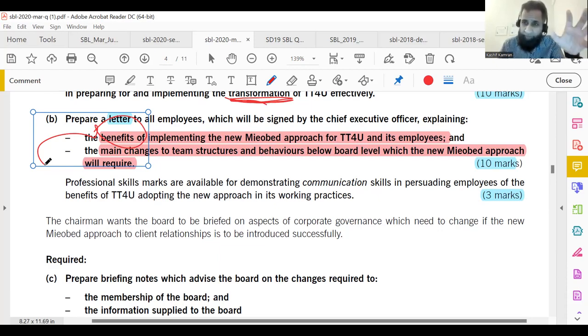So, benefits of implementing the new MyoBed approach for the company and its employees. The benefits have to come out of the case study. I cannot be prepared for it.